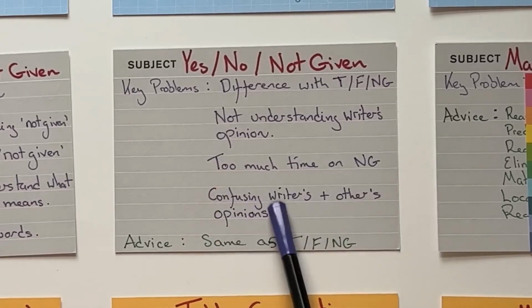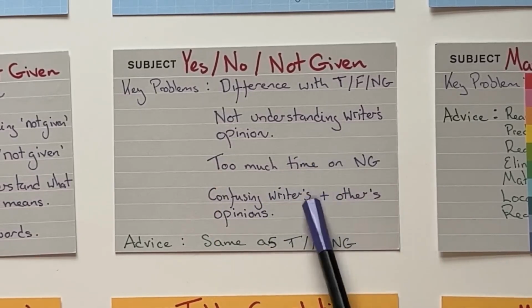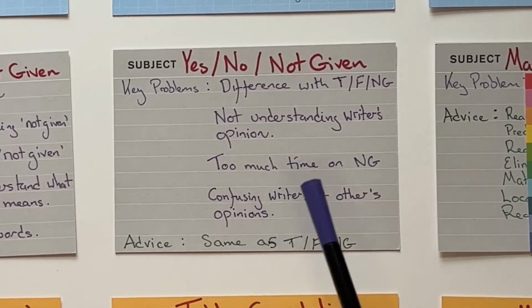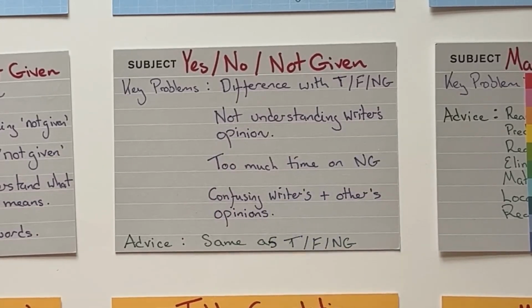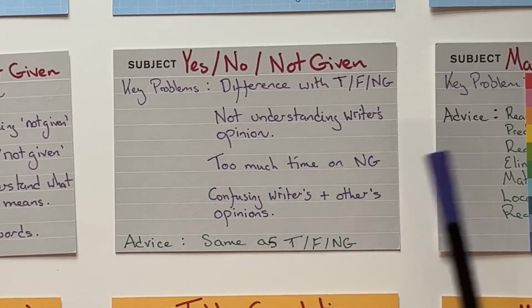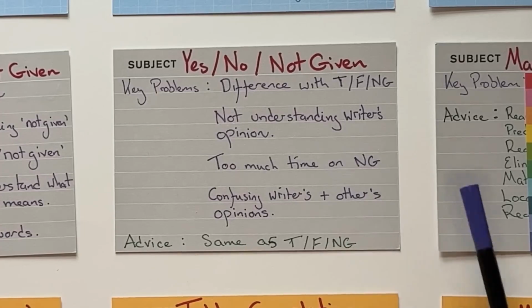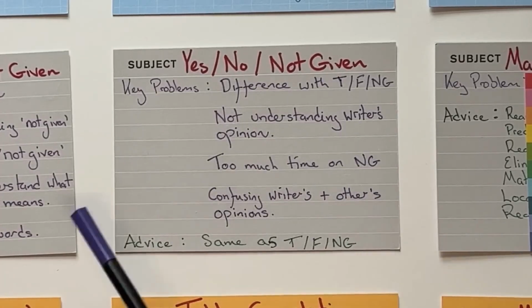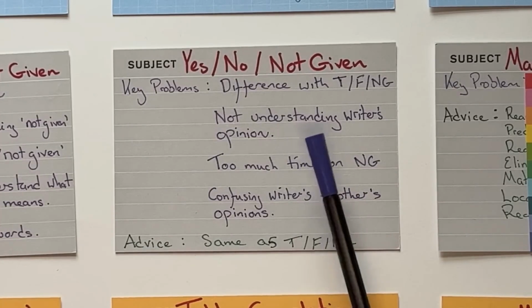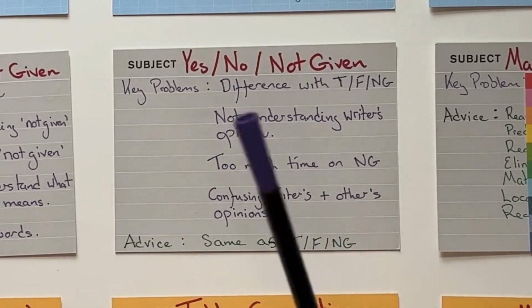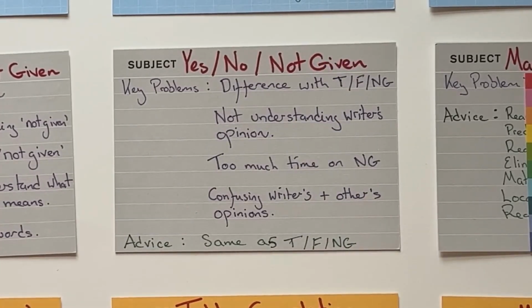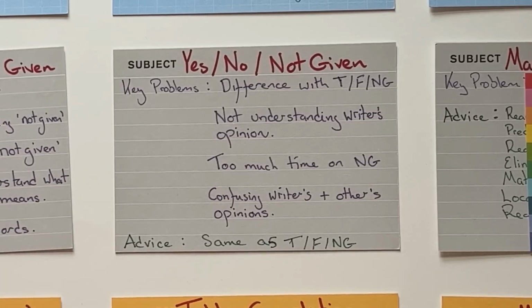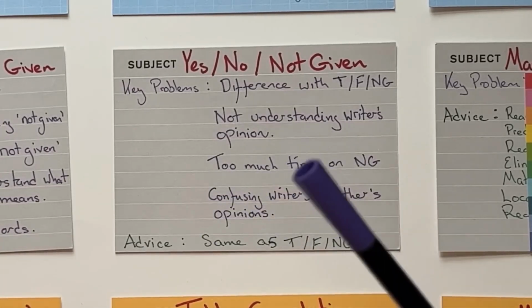And then finally, confusing writers' opinions with other people's opinions. So the text will give you the writer's opinions, but it might also give you other people's opinions. So it might say, Chris believes this, but Jason believes this, and you get confused between those two. Or if the text is talking about pens and it's just Jason talking about pens and Chris doesn't mention it at all, then that will be not given because you don't know.